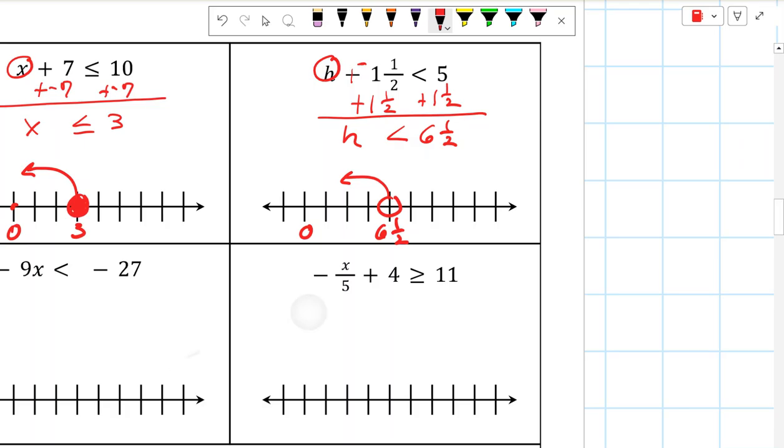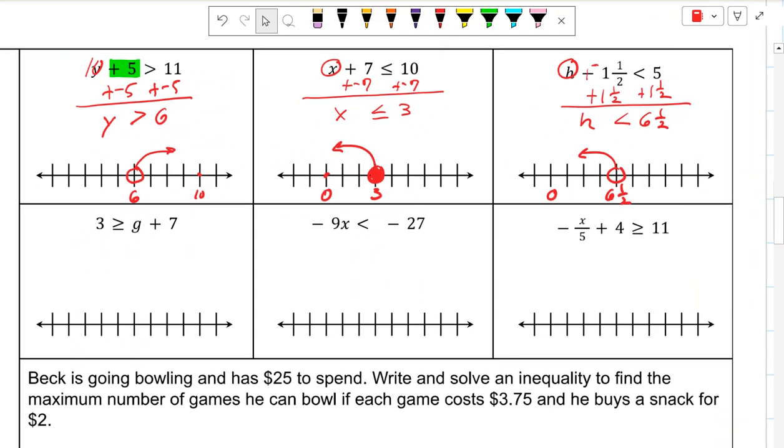Well, so far, on the top 3, we didn't reverse any of the signs. And you know why? Because we're adding to both sides. We're not multiplying or dividing by negatives yet. So let's try another one.